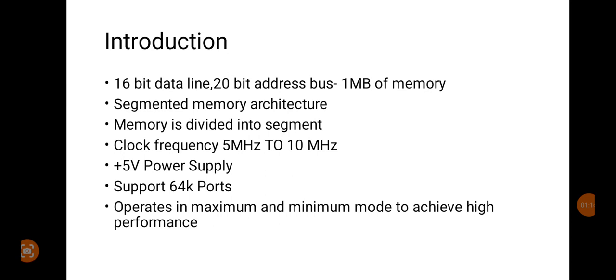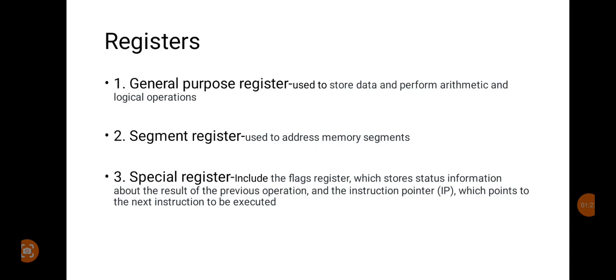It operates with a clock frequency from 5 to 10 MHz with a 5 volt DC supply, supports 64K ports, and operates in maximum and minimum mode to achieve high performance. And there are 3 registers: general purpose register, segment register, special register. General purpose registers are used to store the result of the ALU operation. Segment register is where you can access the address of the instruction from the memory segment. Special registers we call the flags register and instruction pointer.